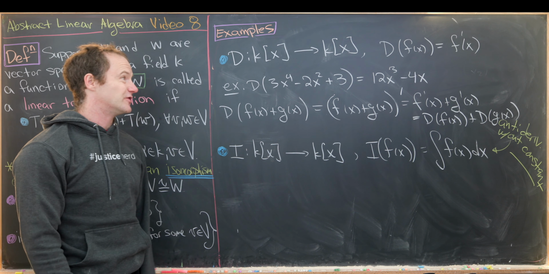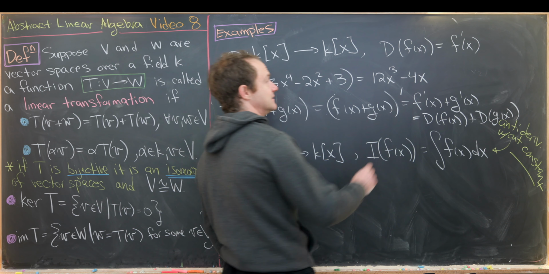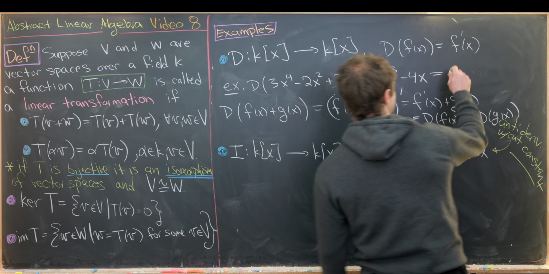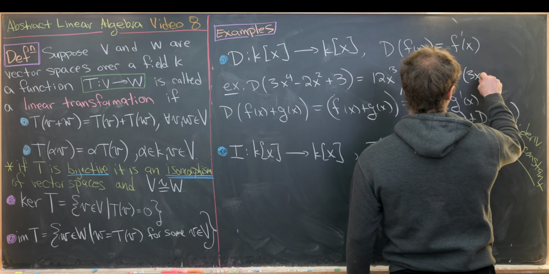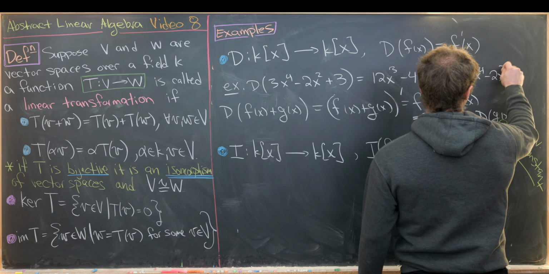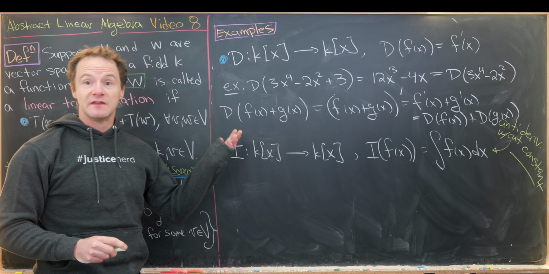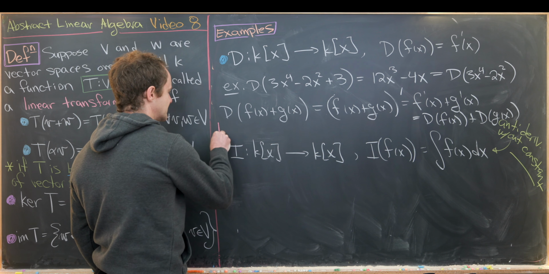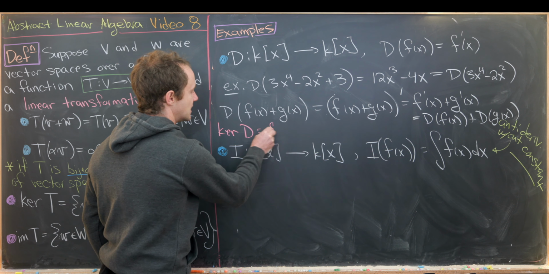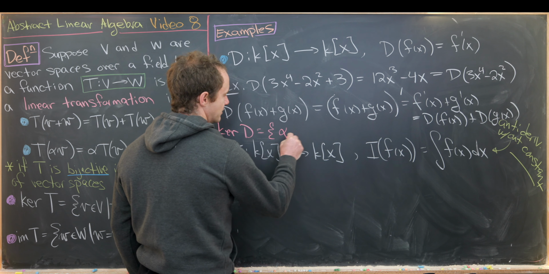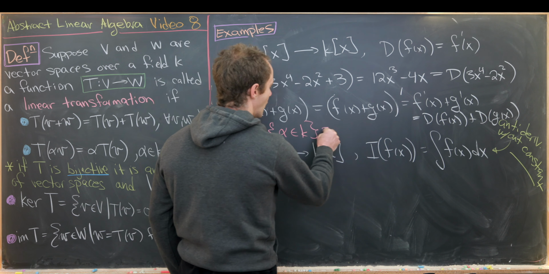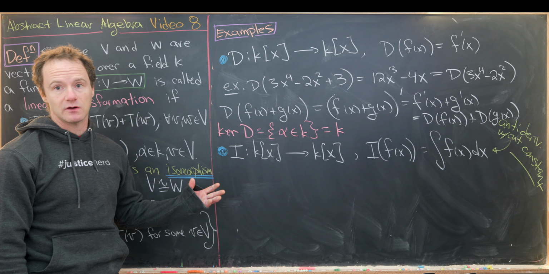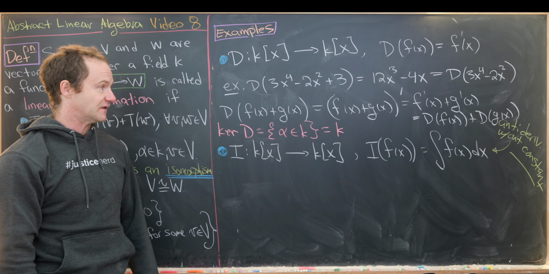Let's first of all notice that this is most definitely not injective. We can see that because D evaluated at this polynomial is the same thing as D evaluated at the polynomial 3x^4 - 2x^2 with no plus 3. That's because the derivative of 3 is 0. So in fact, the kernel of D is going to be all constants, all alpha in K, or just the field K itself, because the derivative of a constant is 0. There's definitely more than 0 in that field.